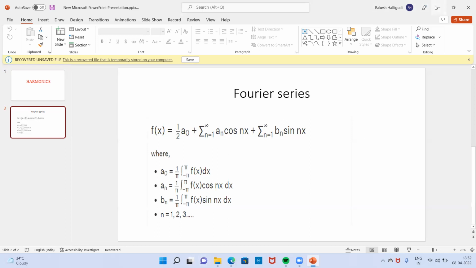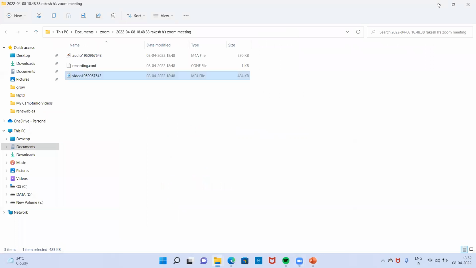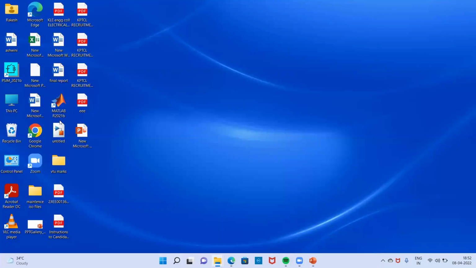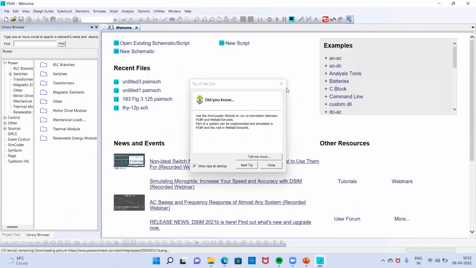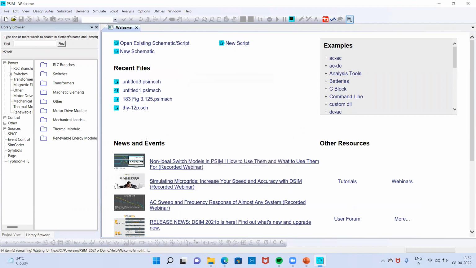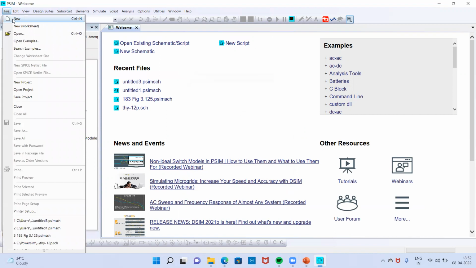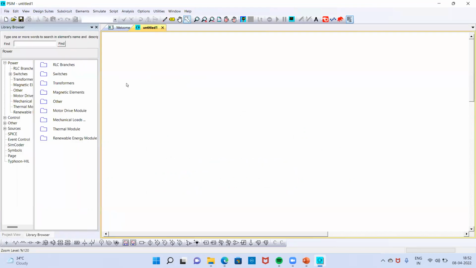For that, I will use one simple software, that is Psim. This Psim software is very user friendly compared to all other softwares. And here you have all these things. I am going to open one new file. So I have a new file, and in this window, you can create any required circuit.